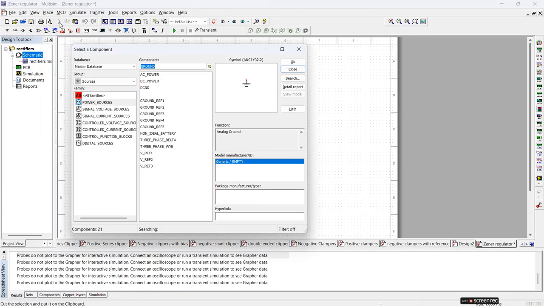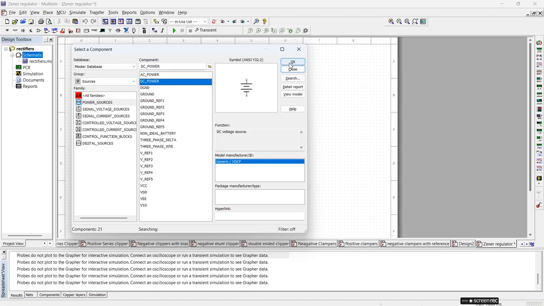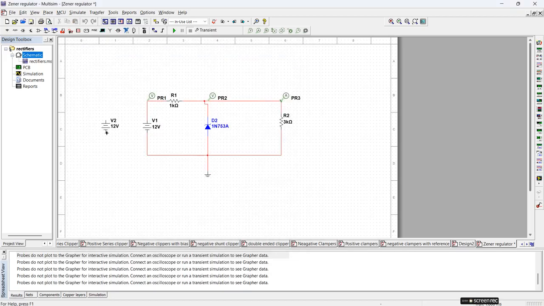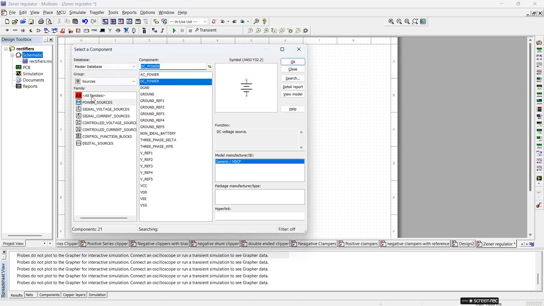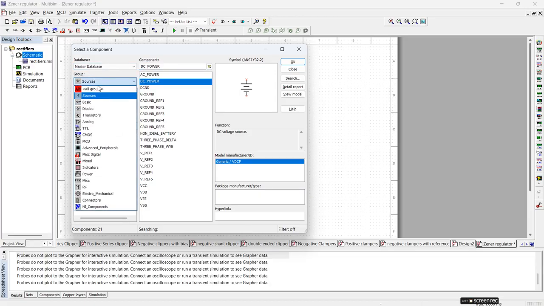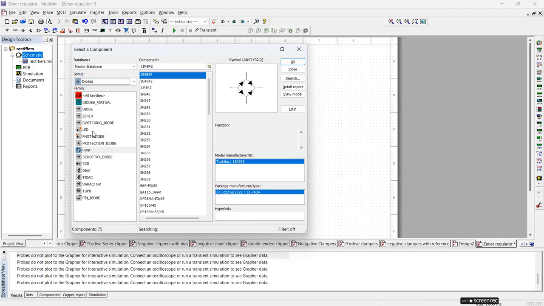Selecting the components: DC voltage, and place it, that is 12 volt. Similarly, resistors R1 and R2, where R1 is 1 kilo ohm and R2 is 3 kilo ohm. And for selection of the diodes, go to Zener diode. Go to the diodes in the database, Zener diode.